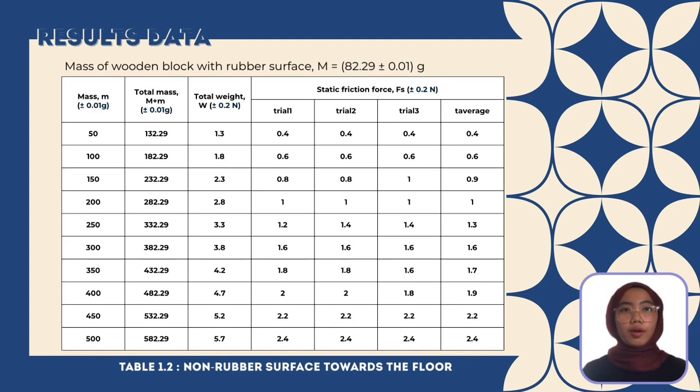For the first 3 columns, we have the same data as the previous slide. We have masses from 50 to 500 gram with uncertainties of 0.01 gram. For the total mass, we added the mass of the wooden block, which is 82.29 gram, to the masses. Then we convert it to kilogram and multiply with gravitational acceleration 9.81 meter per second squared for the total weight in Newton. From the data, we can conclude the static friction force increased as the weight increased. It's just that compared to the previous slide, the friction force produced between the floor and the non-rubber surface is not as high as with the rubber surface.